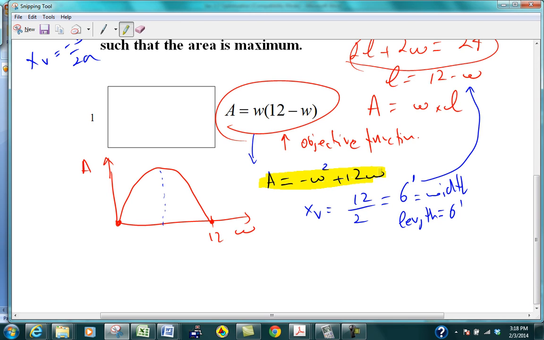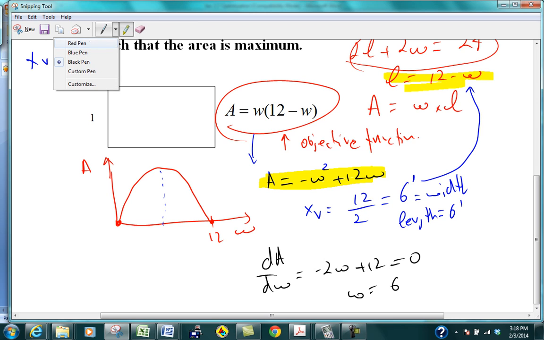And the reason why this topic is in chapter 3 is because we started out with 3 in terms of finding the extrema of a function. So remember, an extremum is either a minimum or a maximum. In the context of the current problem, we want to find A to be the maximum. So if I differentiate my function, I get dA by dW is equal to minus 2W plus 12 equals 0, which gives me that W is equal to 6. Remember, W is the width of the rectangle. And then you can get the length by the same method that we did earlier by plugging into this equation here.